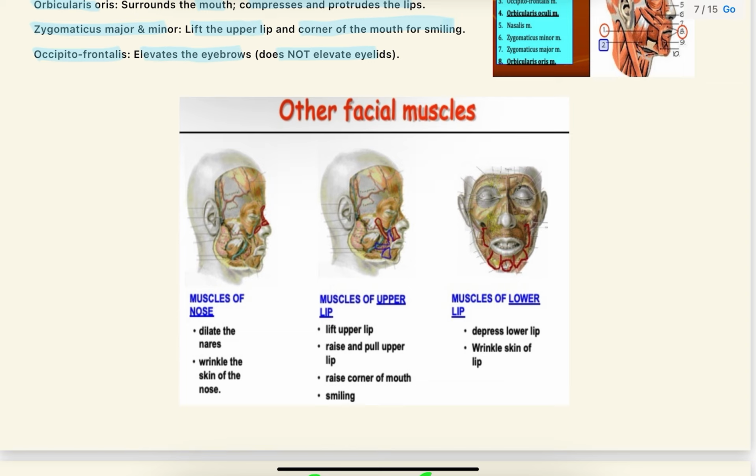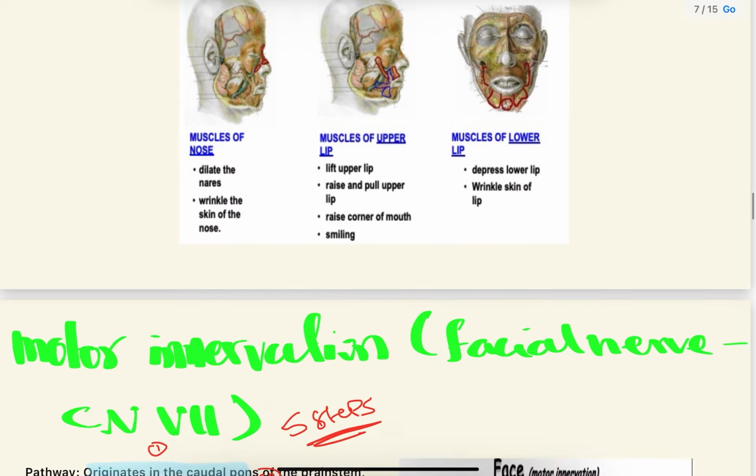Now we have other facial muscles, muscles of the nose, to dilate the nares, to wrinkle the skin of the nose. We have muscles of the upper lip. They lift the upper lip, they raise the upper lip, they allow smiling. We have the muscles of the lower lip to depress the lower lip and wrinkle the skin of the lip.